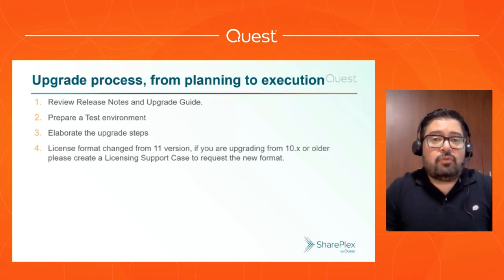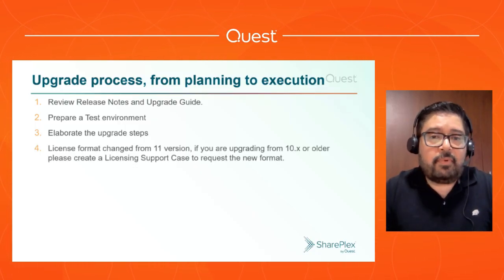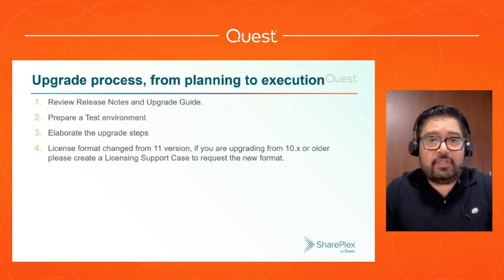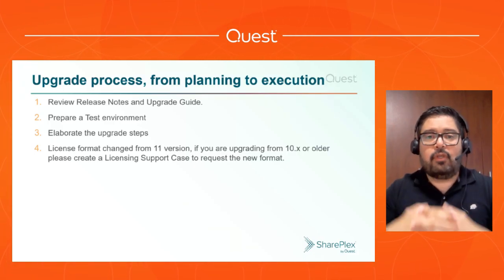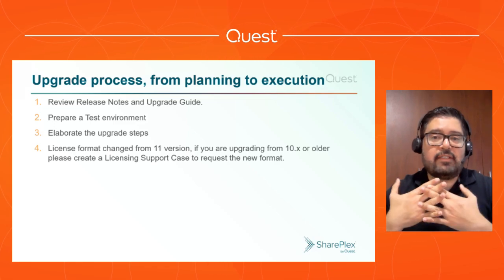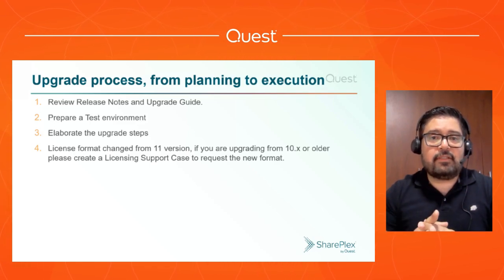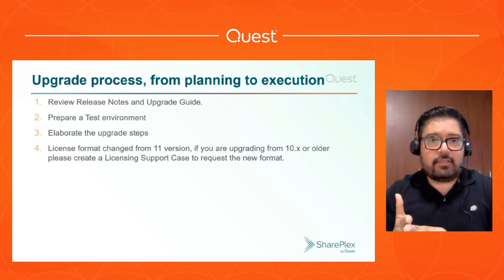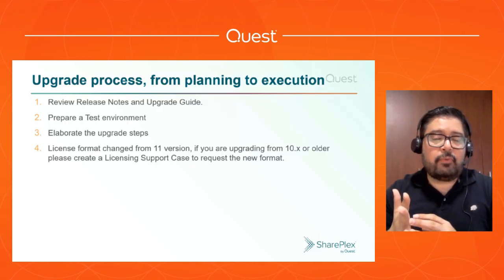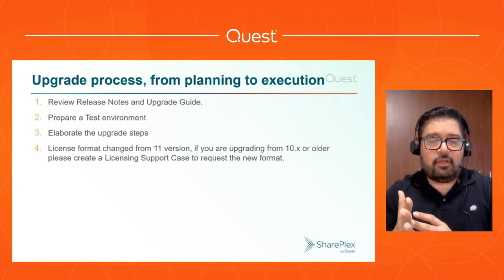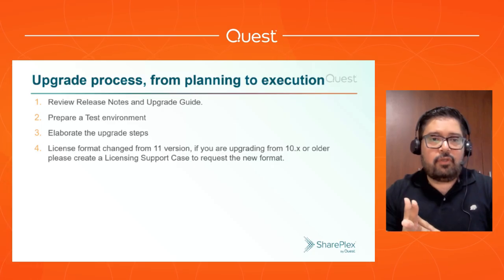Another thing to consider is that if you are upgrading from 10 or older versions to 11.0 and greater, the format of the license changes. Okay, so you need to get the new license format for your current licenses. You can create a licensing case or a support case, and we will help you to get the new format of the licenses for your environments. Okay, you can do this prior to the upgrades to get the new license version.